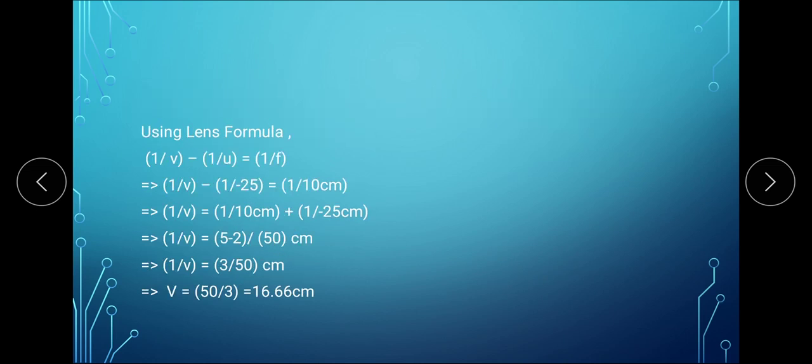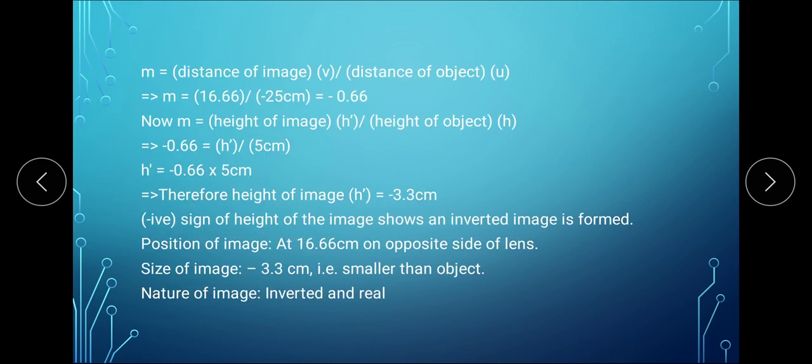We can easily calculate V using the lens formula, that is 1 by V minus 1 by U is equal to 1 by F. Substitute the values, you will get your V, that is 50 by 3, which is equal to 16.66 centimeters. Now we have to find the height of the image. For that I am calculating magnification first. You can directly find H dash using the formula H dash by H is equal to V by U. Now I have used the formula magnification is equal to V by U. V is 16.66 and U is minus 25, which gives me magnification, that is minus 0.66.